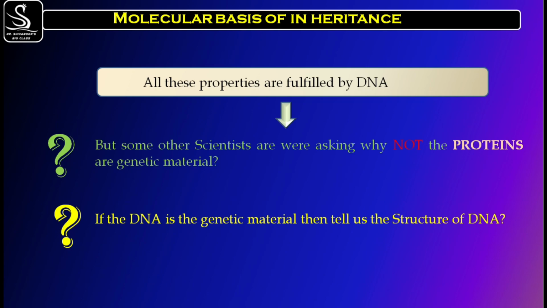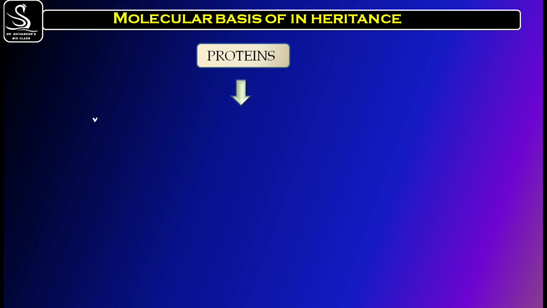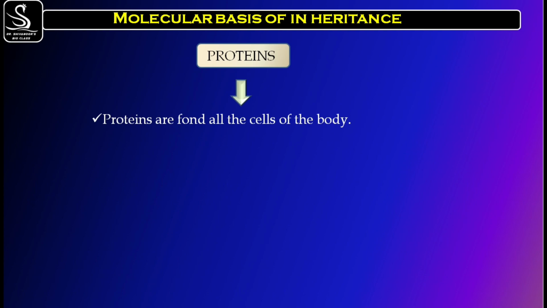We'll see how the scientific community has tried to answer both of these questions. First of all, we'll check whether the protein fulfills the properties of the genetic material or not. The first point: proteins are found in all the cells of the body. This is fulfilled by the protein even. DNA is found in all the cells, and protein is also found in all the cells. Even RBCs have protein. Of course, mature RBCs don't have DNA, but they have protein in them. Mature RBC is not an exception for the protein.